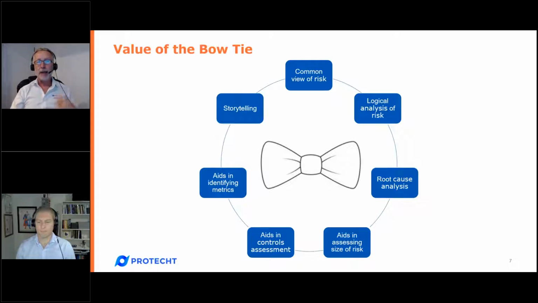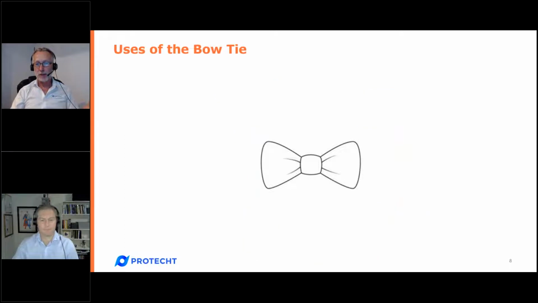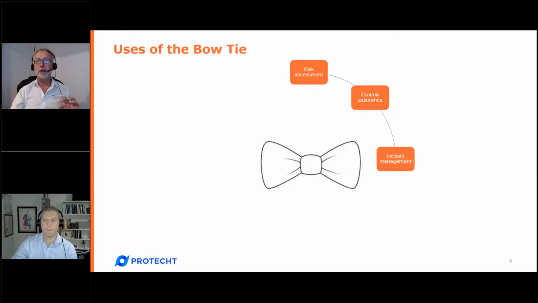All of this leads to how do we actually use the bow tie? Well, number one, we use it in risk assessments to analyze the risk and assess the likelihood and impact, or to support that assessment. Helps us in controls assurance, as we mentioned in the previous slide. Great in incident management for root cause analysis. It's fantastic for the left-hand side. Why did that particular issue happen? It's great for identifying metrics.